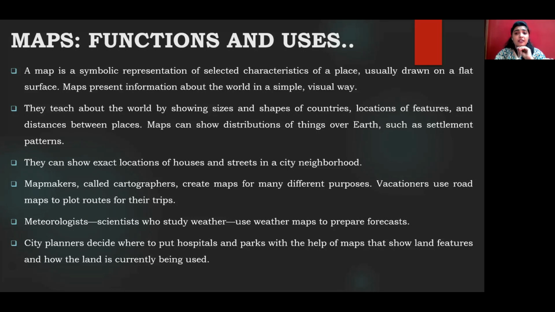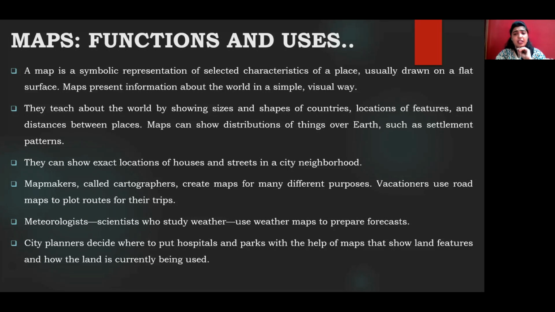Cartographers, which are in simple words map makers, the ones who are constructing a map, create maps for different purposes. Maybe tourism based maps, maybe educational based maps, maybe military use maps, maybe government use maps. So there are different purposes of the maps. All those purposes will be fulfilled when that map is correctly constructed. Meteorologists, they study weather, so they construct weather maps to forecast the weather.